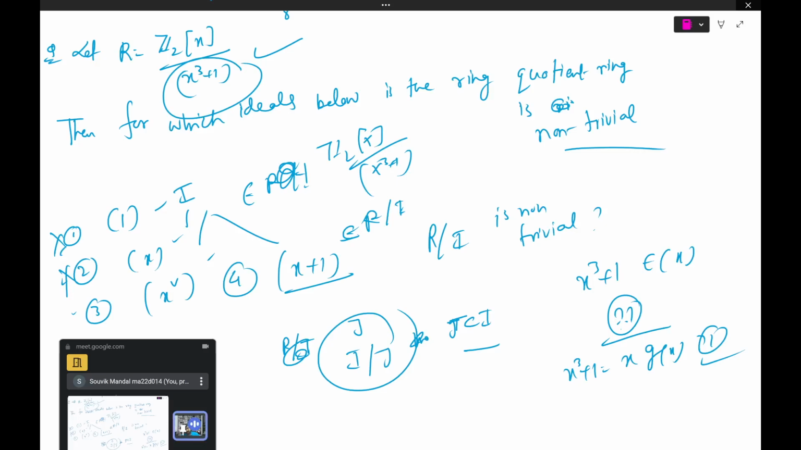Now think about whether x cube plus 1 is inside the ideal generated by x square or not. No, it's this one, x plus 1. The ideal generated by x plus 1.